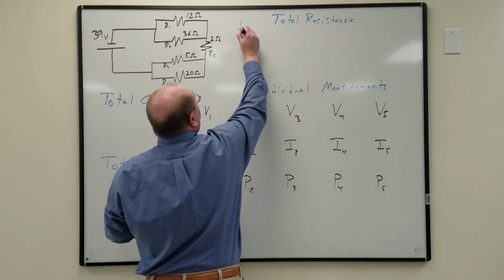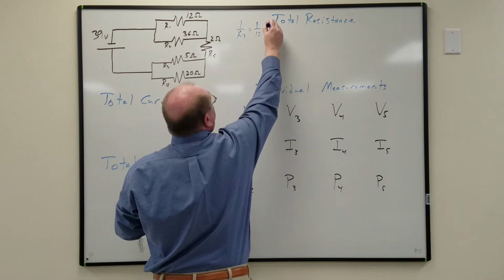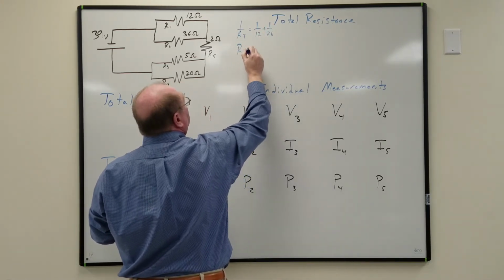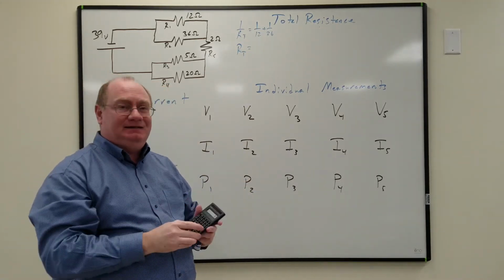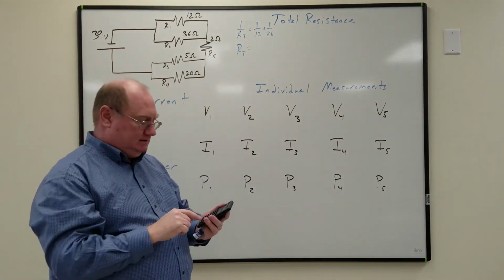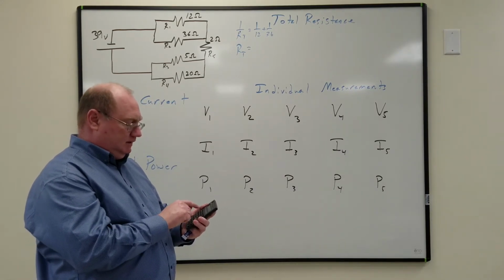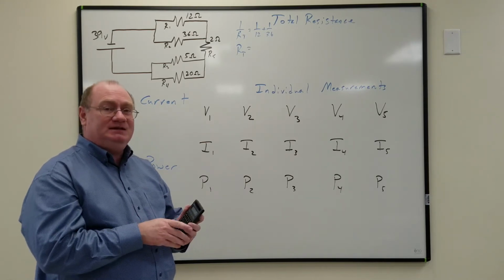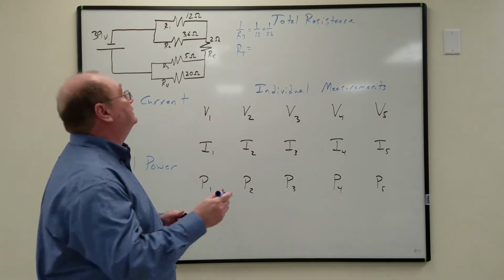So 1 over RT equals 1 over 12 plus 1 over 36. Add the inverses. Take the inverse of that to get RT. So we get the 36 inverse plus 12 inverse. Then take the inverse of that to get a total resistance of 9 ohms for that first parallel section.